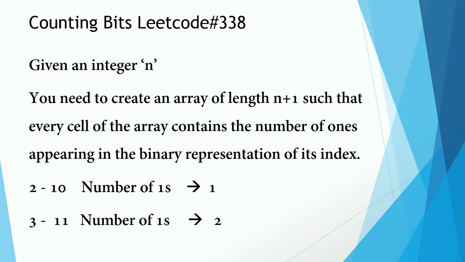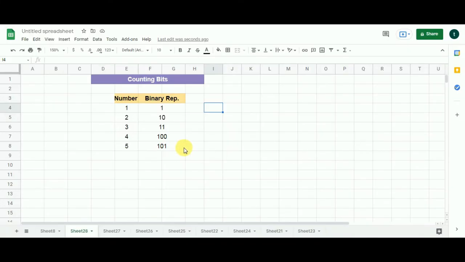So let's begin solving the problem now. To solve this problem, we'll have to open it up first. Observe this list on the screen. This list contains the binary representation of the numbers from 1 to 5. If you observe it carefully, this list gives a hint.